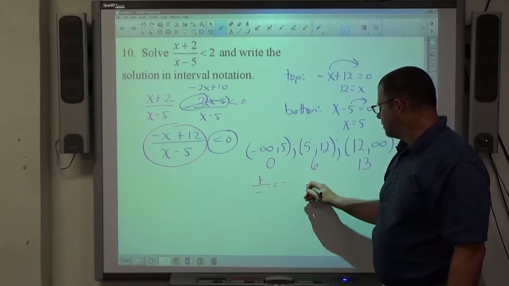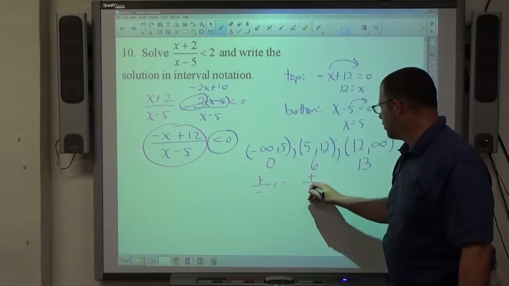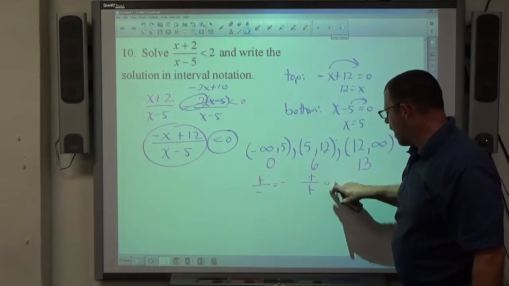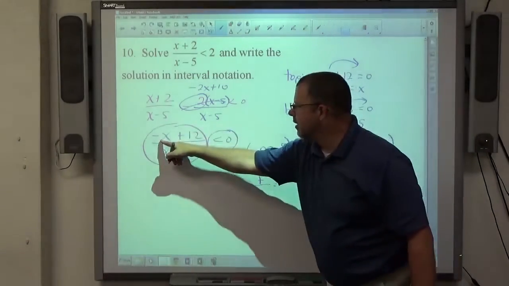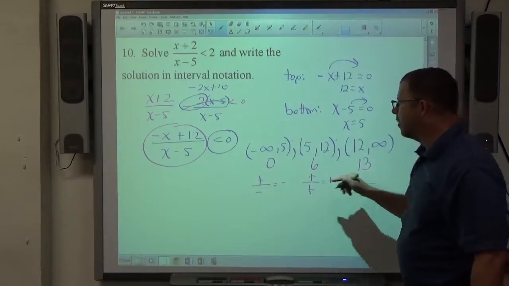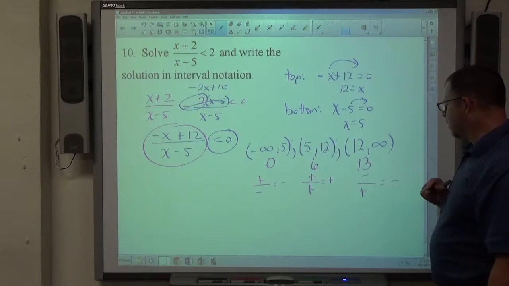Put 6 in. Negative 6 plus 12 is positive on top. 6 minus 5 is positive on bottom. Positive over positive gives me a positive result. If I put 13 in, negative 13 plus 12 is negative 1 on top. 13 minus 5 is positive 8 on the bottom. Negative over positive is a negative.